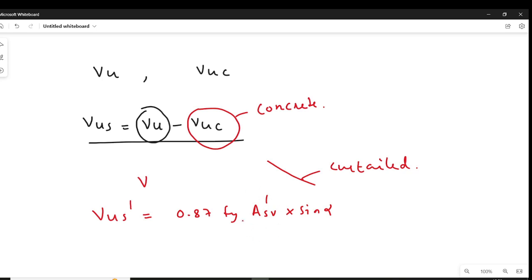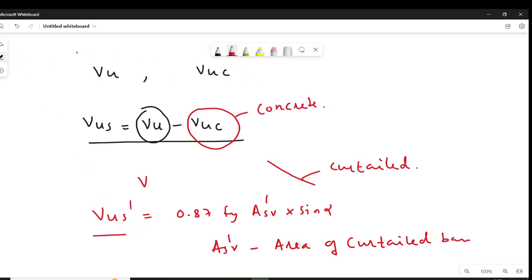What is ASV dash? ASV dash is the area of the curtailed bars. For example, if you have taken two bars at the top, means you have to just simply calculate the area of two curtailed bars. Alpha is the angle at which those bars were curtailed, at what angle the bent ups were provided. Okay, so you have to find VUS.